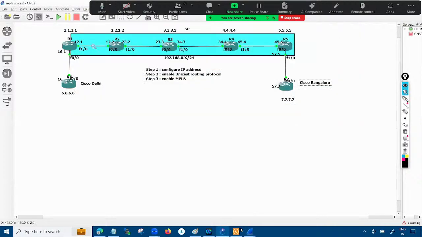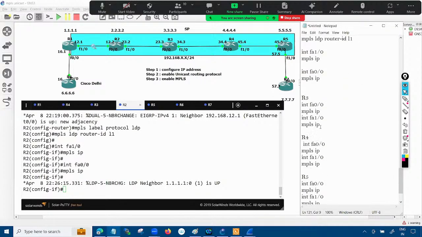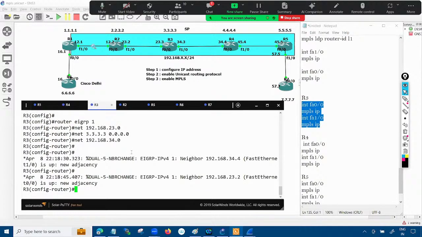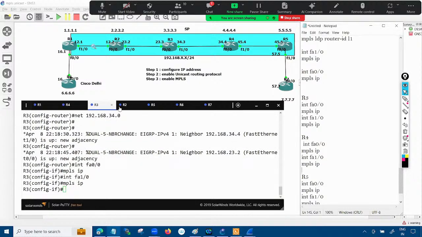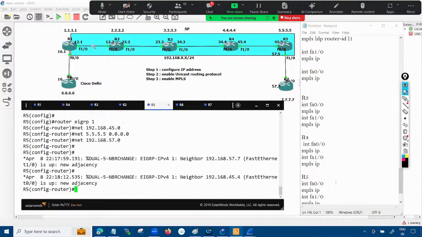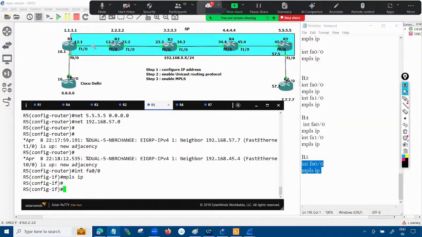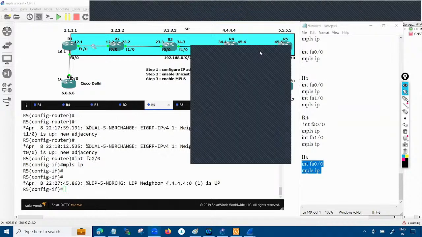Okay, so now we are done. Let's go to R3. 224.0.0.2 is used by someone else as well. Now you need to find which one is using the same multicast address. R4 now, and R5. On R6, I don't need MPLS. On R5, I just need MPLS on this interface 0/0. No? Okay, then you need to find it.